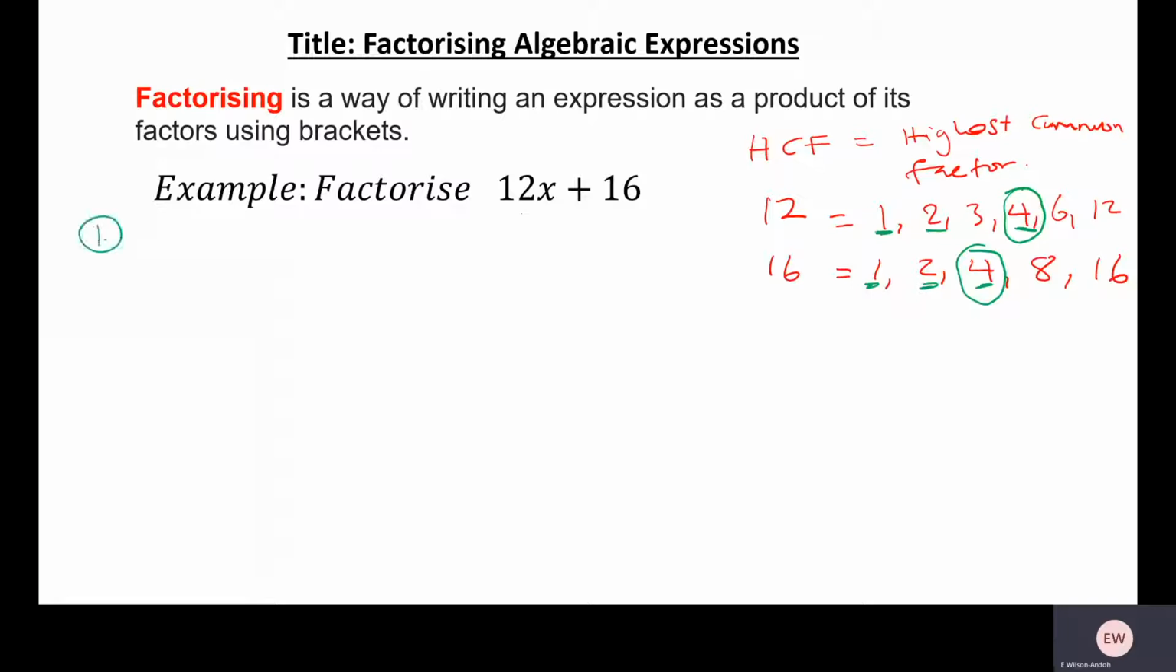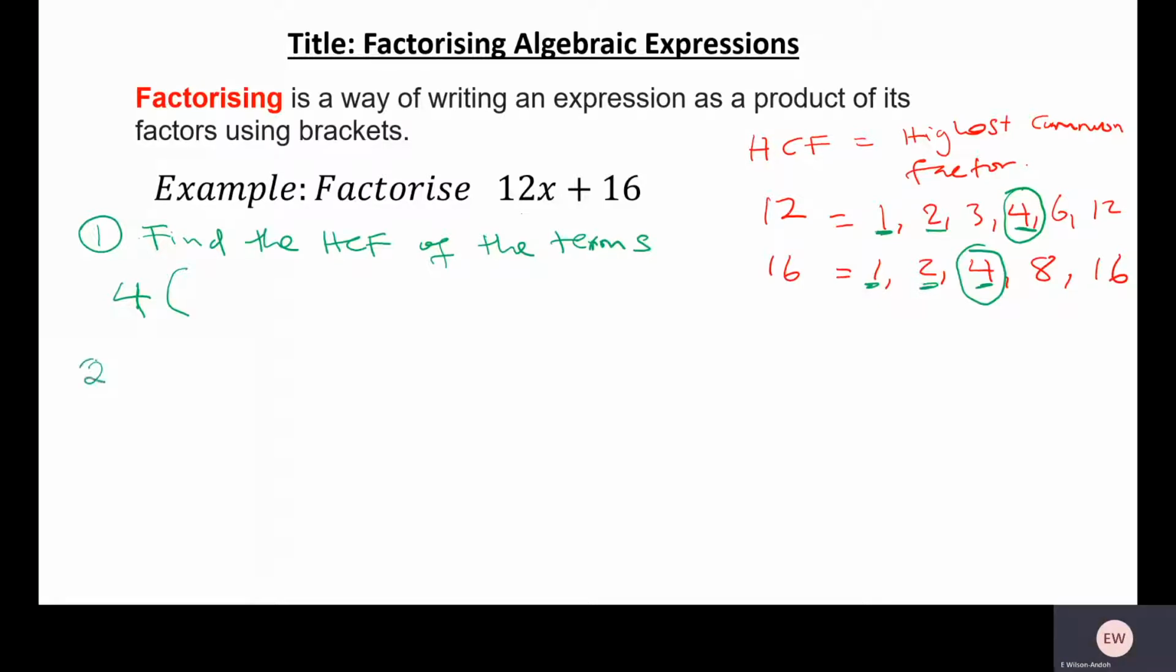So your first step is going to be find the HCF of the terms. So with the numbers, the HCF is 4. We bring the 4 out and then check the variables. When we check the variable, we have x in the first term. We do not have x in the second term. So we do not have any common variable. Then we open our bracket.